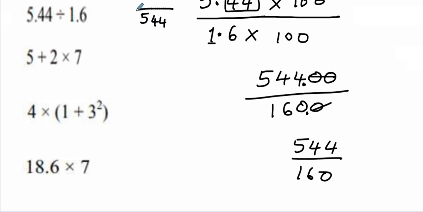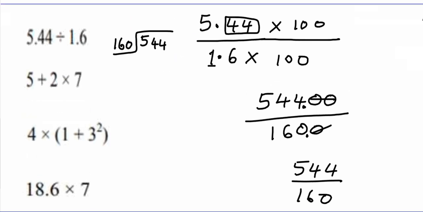544 divided by 160. Okay, how do we do that? Using the long division method. We are good to go. So 5 divided by 160, not possible. 54, not possible. Take the whole number, 544 divided by 160. Okay, by how much? By 5, that will be 800.